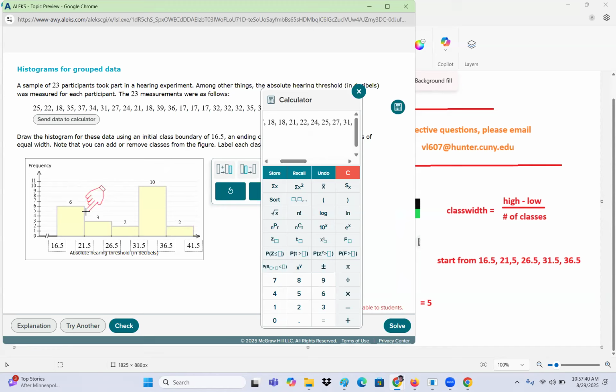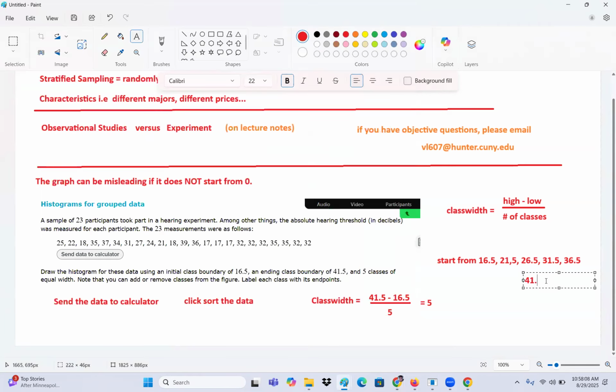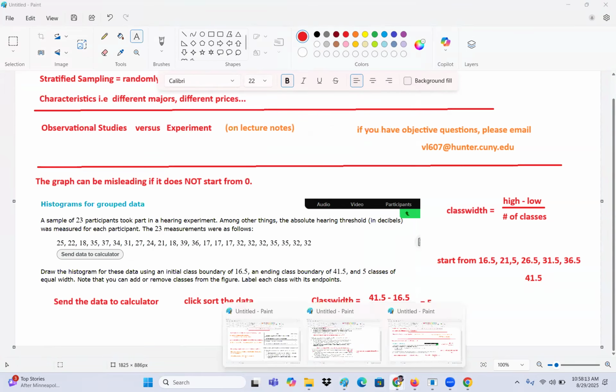And then there were 3 data points between 21.5 and 26.5. So 1, 2, 3. And there were 2 data points between 26.5 and 31.5. And then there were 1, 2, 3, 4, 5, 6, 7, 8, 9, 10. And then only the last 2. Okay, so you do something like this on the histogram, so we should get it right.